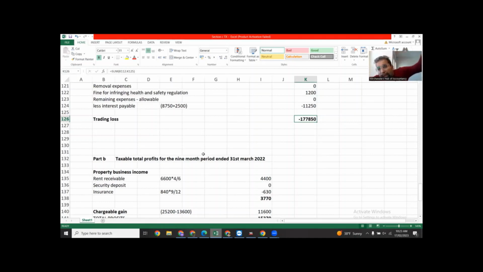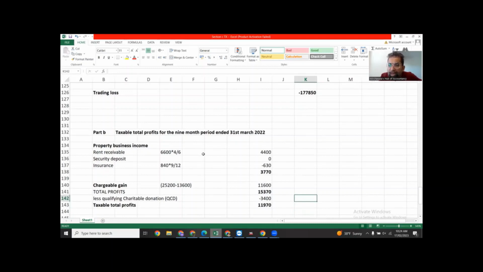If you want to carry the loss back 12 months, first you need to set off current year total profits. See the screen. What are your current year total profits? Your current year total profits are 15,370, not TTP. When you are in the same company, you always set off total profits, not taxable profits. So from the 177,850 loss, first you will set off 15,370.